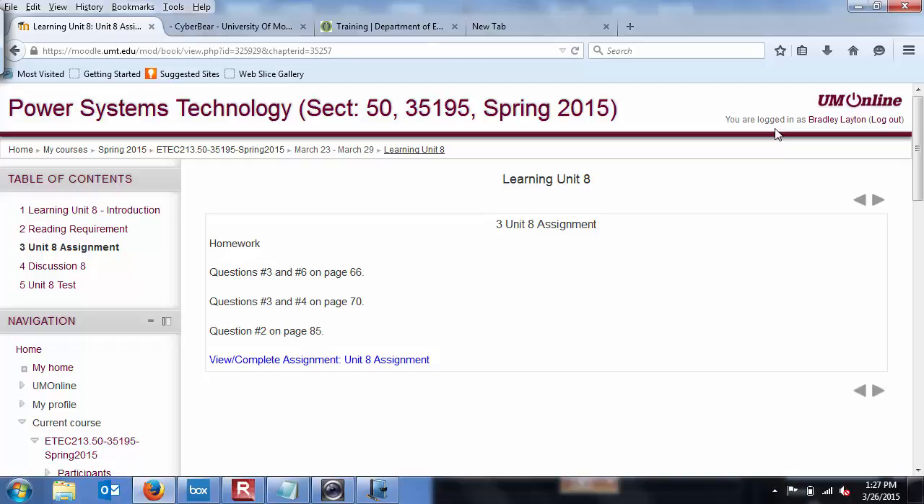Question 2, page 85. So we're on actuators. In what ways are electromagnetic relays employed in motor control systems?